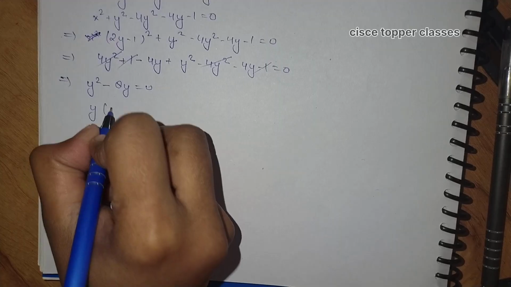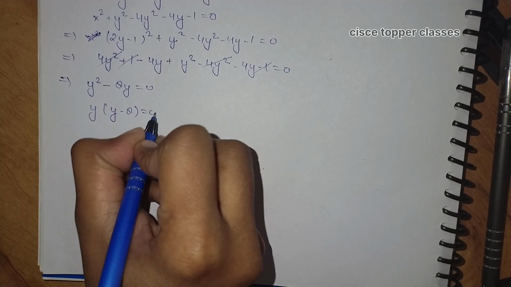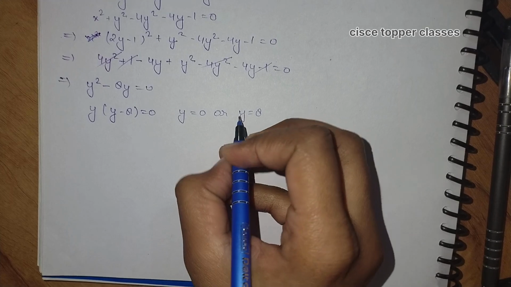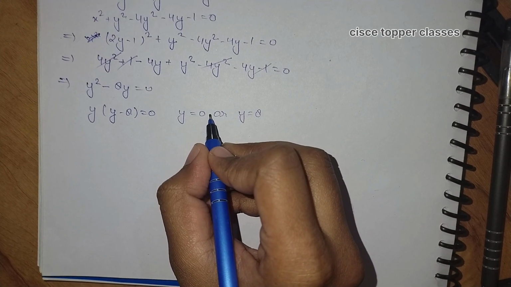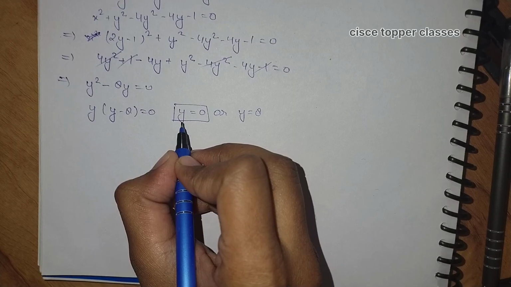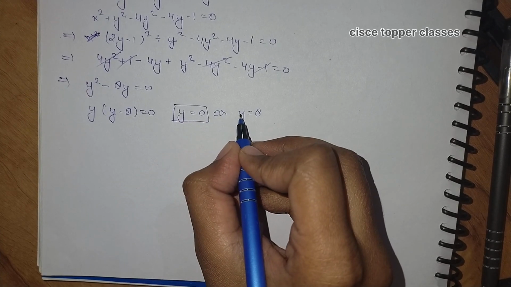Taking y as common, it will become y minus 8 equal to 0. So y is equal to 0 or y is equal to 8, from there we can write. If we take y is equal to 0, it is not possible because any side can't be 0 here if it has a hypotenuse there.